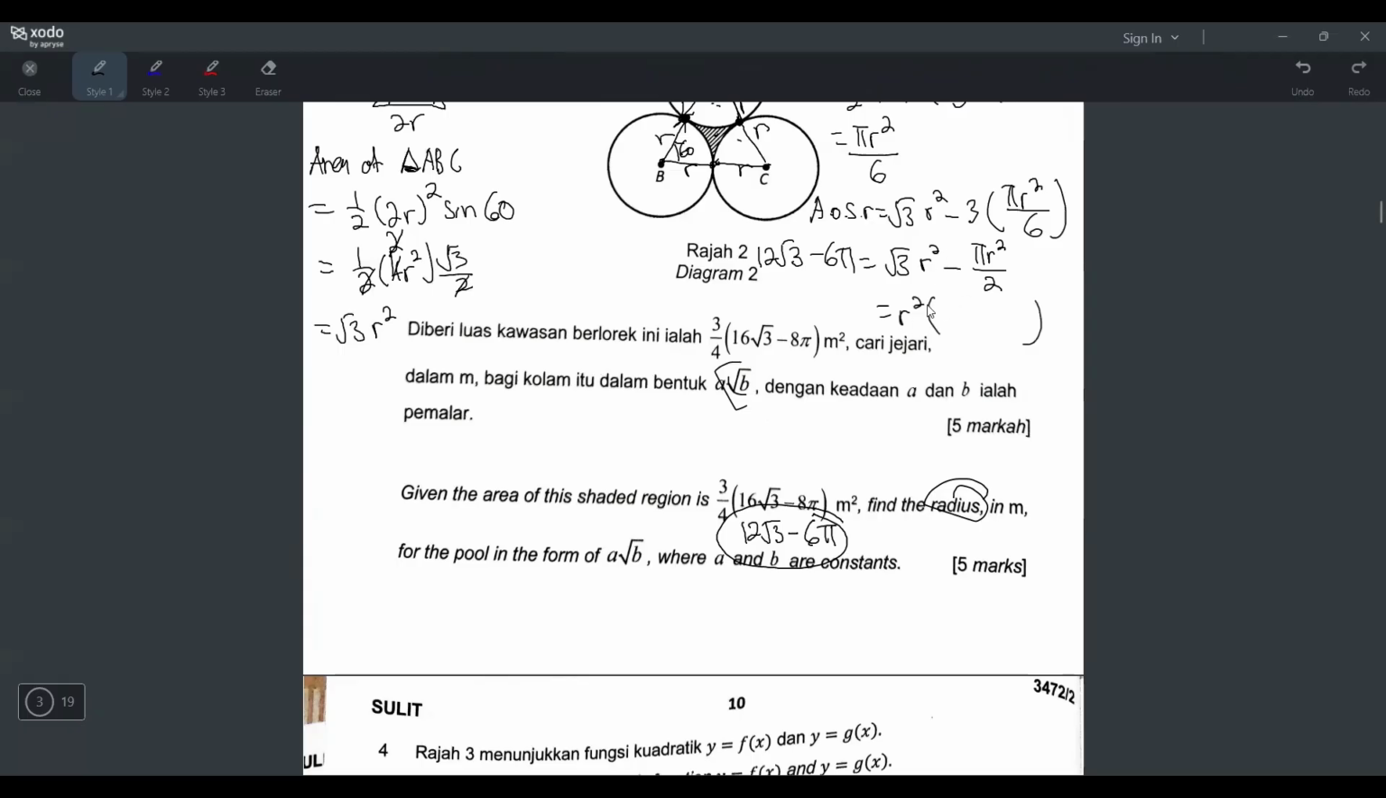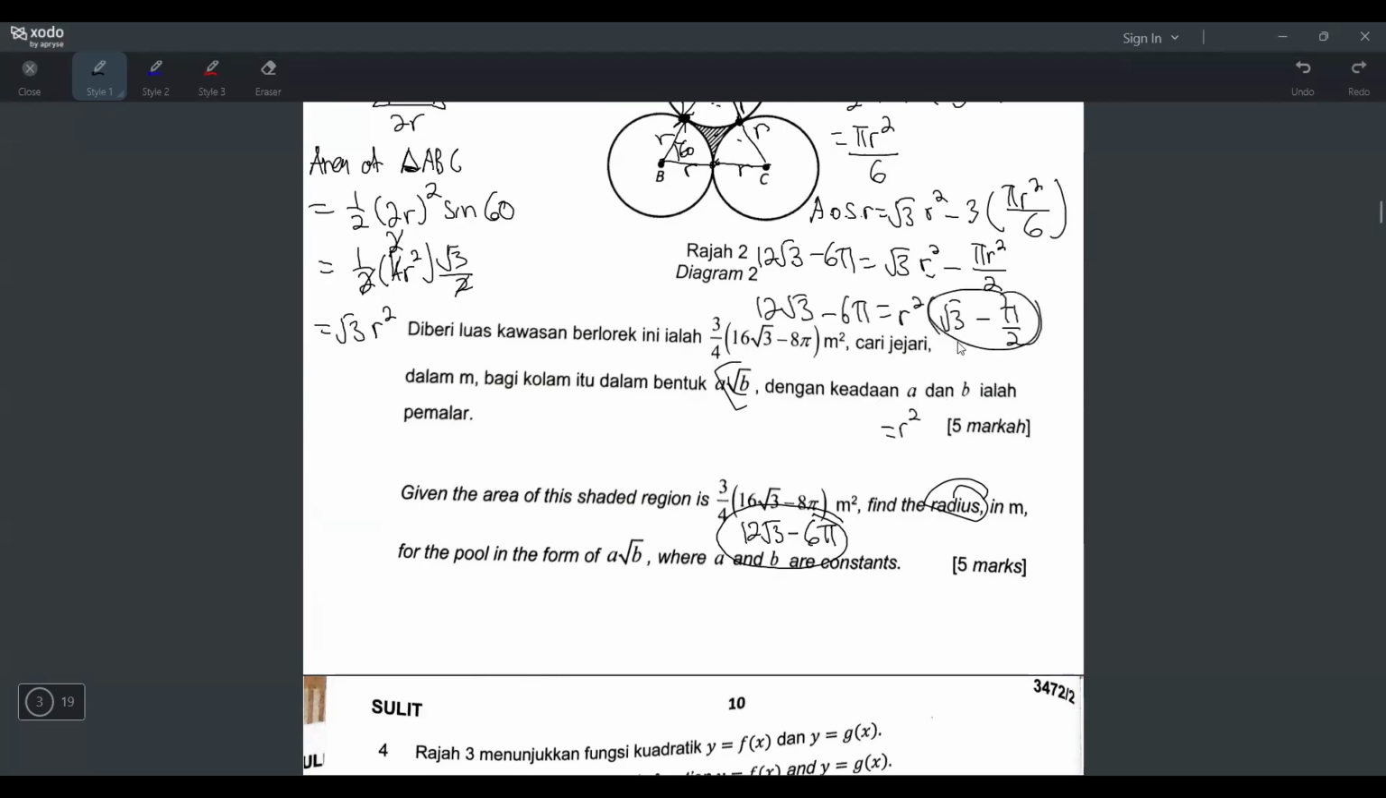Because you want your R to be single now, and now it's like it appears 2 times. So to make it single, you factorize. You will be left with square root 3 minus pi over 2 here. And then the other side is still the same, 12 square root 3 minus 6 pi. Okay, now how to find R square?